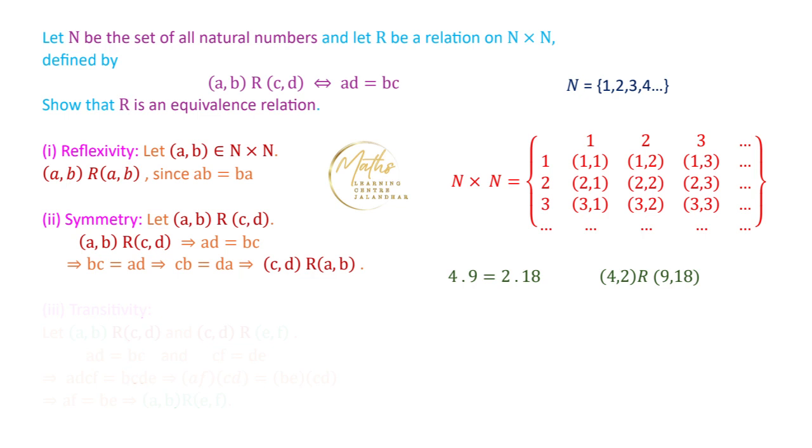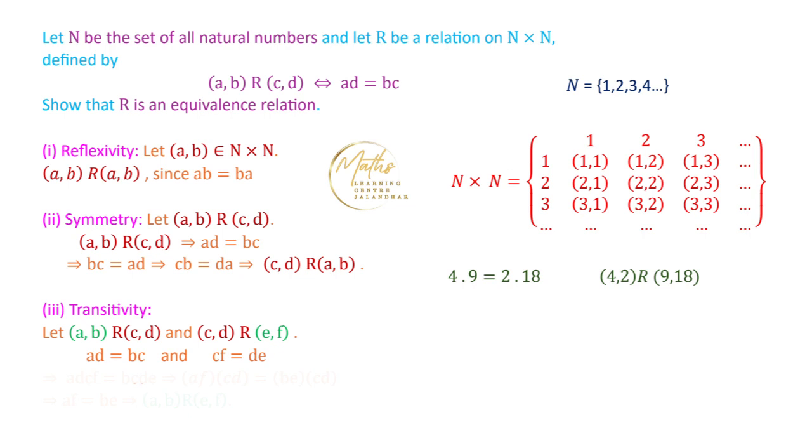Next we have to prove transitivity. So we are considering three elements. One element is (a, b), and suppose this element is related to the element (c, d). These are elements of n cross n. Next we consider that (c, d) is related to some element of n cross n, (e, f). So from the first case, (a, b) is related to (c, d), we obtain that ad is equal to bc. And from the second case, we obtain that cf is equal to de.